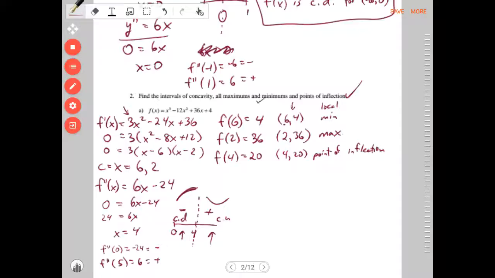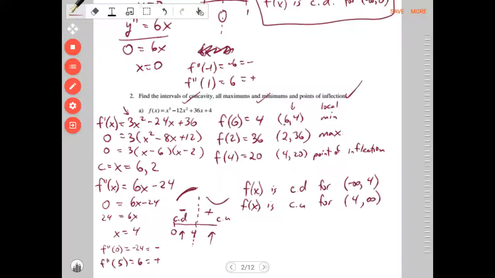Okay, so we have all our maximums and minimums. We have our intervals of concavity. Actually, I guess I didn't really write that, so we should. Okay, so f of x is concave down for negative infinity all the way up to 4, and f of x is concave up for 4 all the way up to positive infinity. Okay, and there's our 3 things.